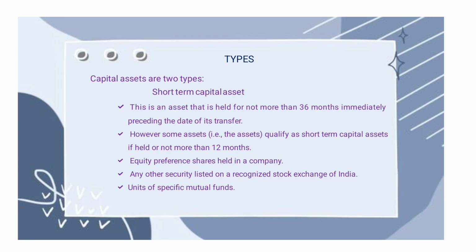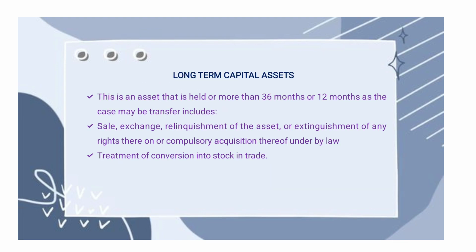At the same time, the criterion of 36 months has been reduced to 24 months for immovable properties only, such as land, building and house properties, effective from the financial year 2017-18. For example, if you sell a house property after holding it for a period of 24 months, any income arising from the house property will be treated as long-term capital gain, provided that the property is sold after 31st March 2017. An asset held for more than 36 months is a long-term capital asset.